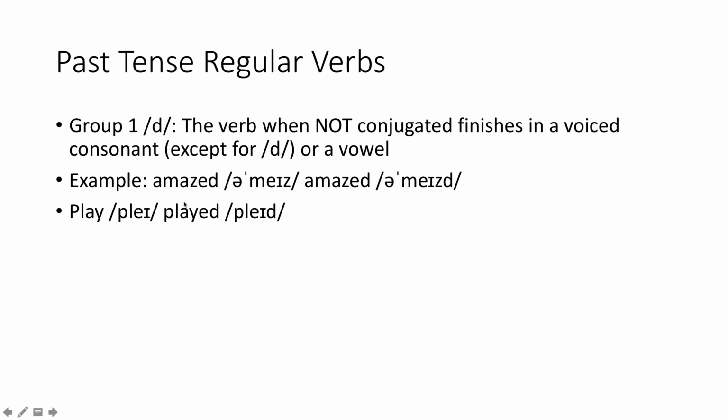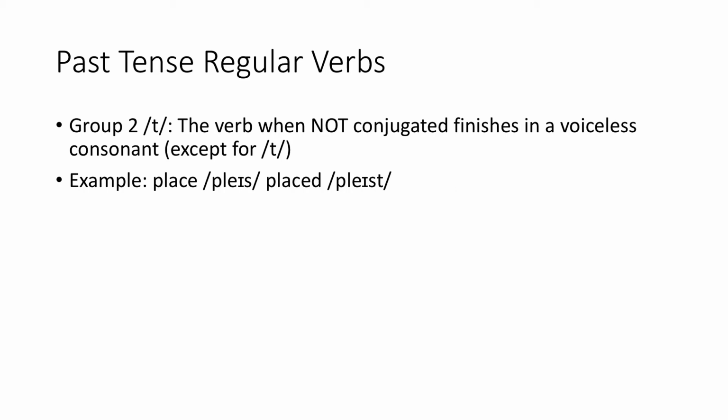So when the verb finishes in a voiced consonant like z, amaze, when you turn it into the past tense in the regular way, you will pronounce amazed. Okay, and when it finishes in a vowel, the same. Play, played. This is very simple. Group 2 is when you're going to add a t at the end. So when the verb not conjugated finishes in a voiceless consonant except for T, you're going to add a T at the end. So we have the verb place, it finishes in S. This is a voiceless consonant, so you add a T, placed.